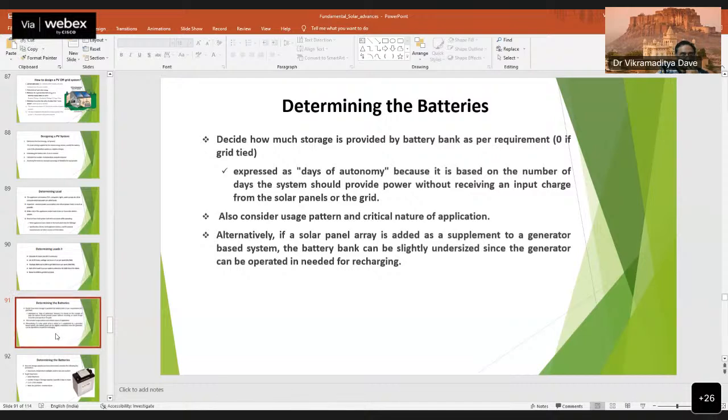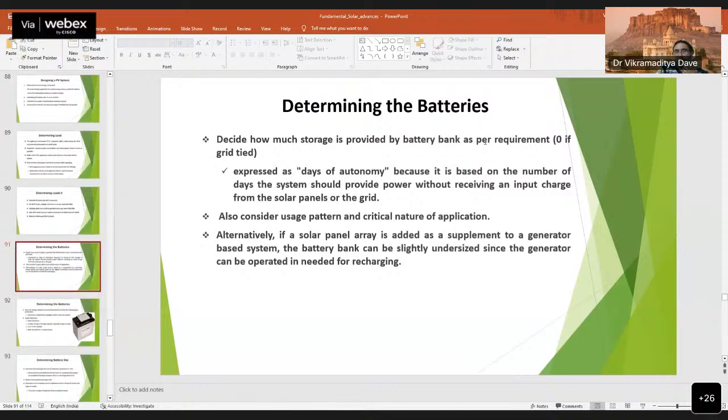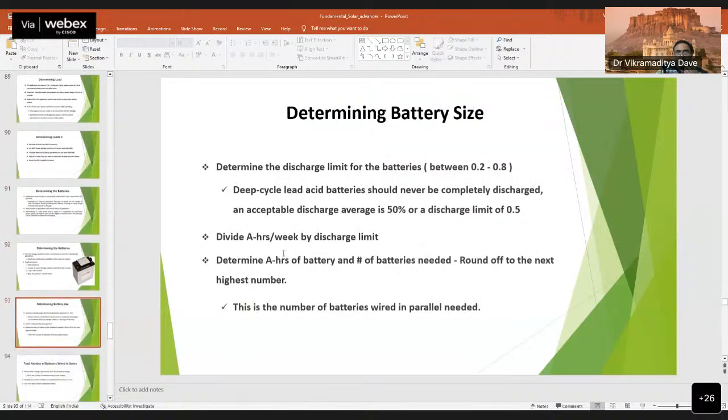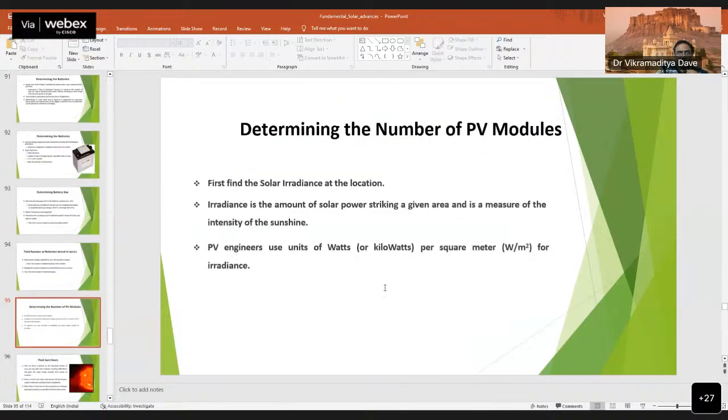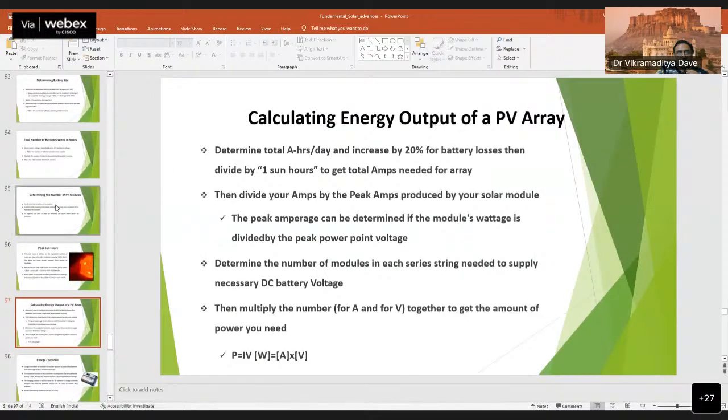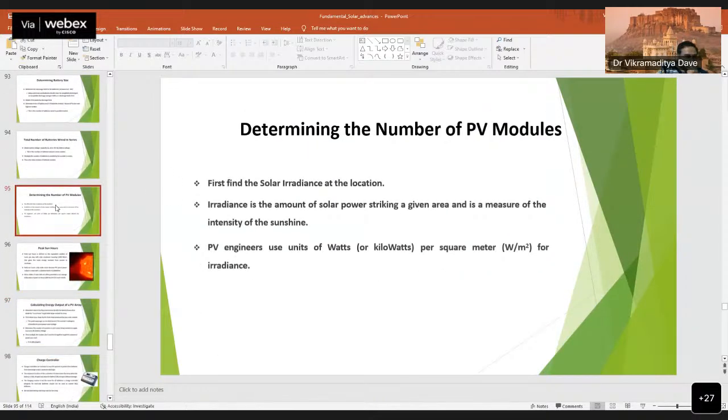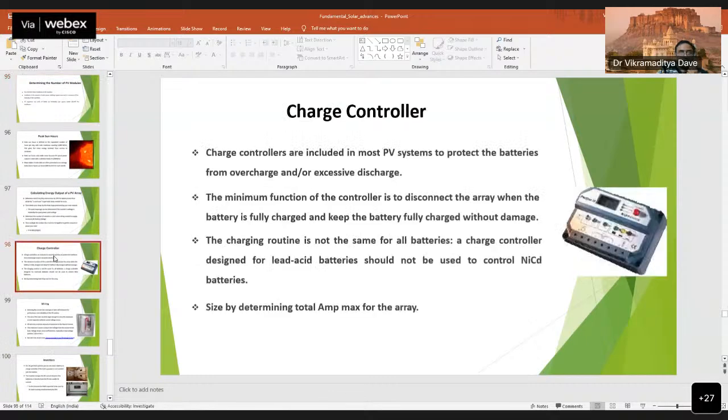Then if you are using a standalone system, you have to go for determining the battery ratings. Okay, so that will give you the complete exercise in our theoretical class. So I'm skipping this point, how to determine the PV panels and all this. But keep in mind that we have to find out by examining our load requirement.